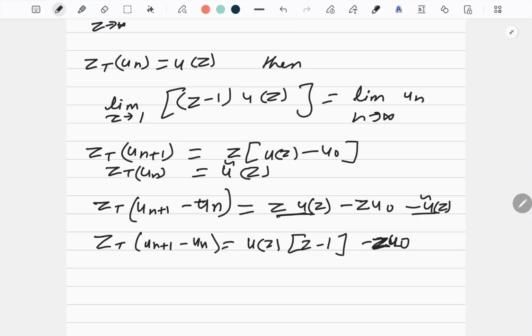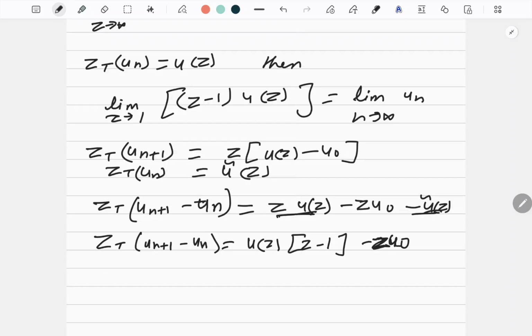Okay, let me check it again. These two I have combined into z u0. Okay. Now what I will be doing, I will take a limit in this. And on this side I will apply the definition of Z transform.